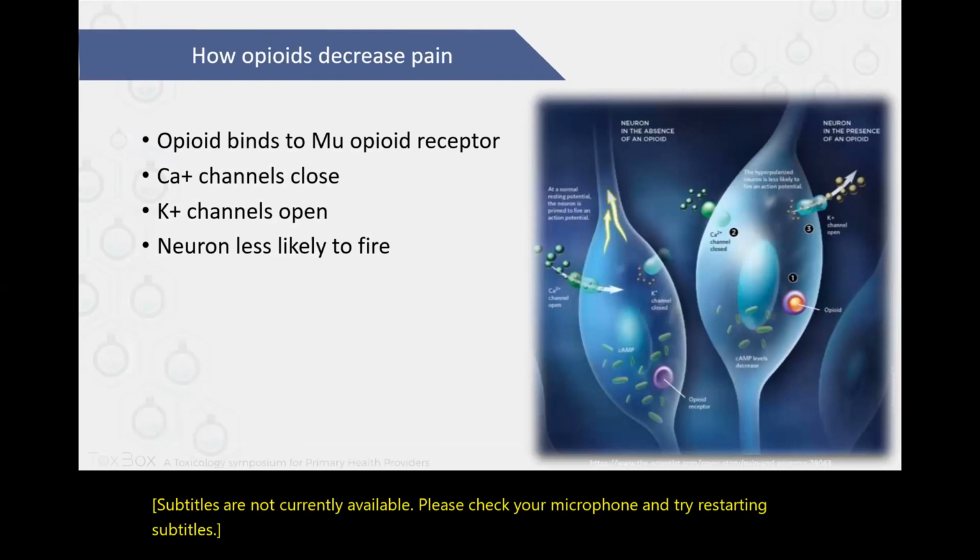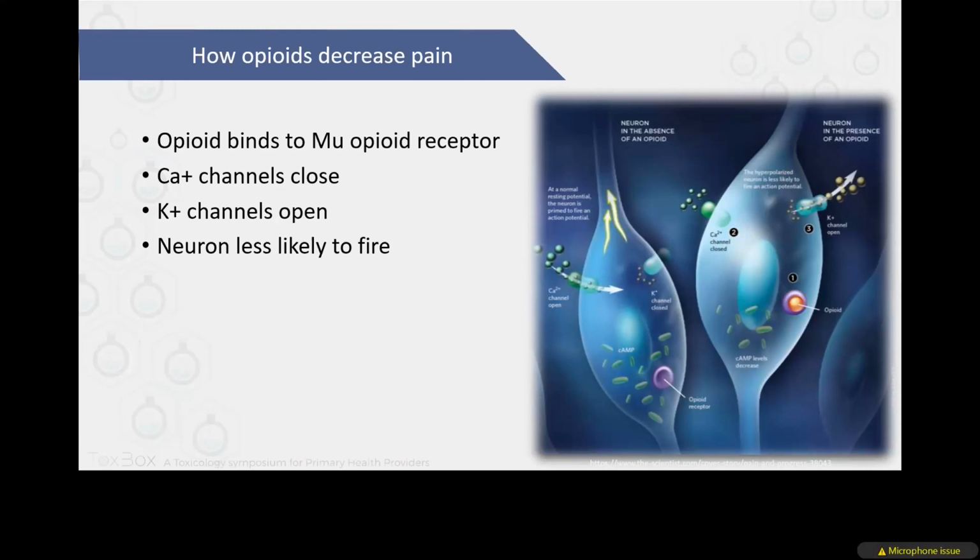So let's first jump into some pathophysiology. How do opioids actually work? There are receptors in your brain called the mu opioid receptor. The opioid binds to these receptors. Generally, the calcium channel should open and the potassium channel should close in order for the neuron to pass an action potential. But when the opioids bind to the mu receptor, the opposite happens. The calcium channel closes and the potassium channel opens, so the action potential will be less likely to fire.